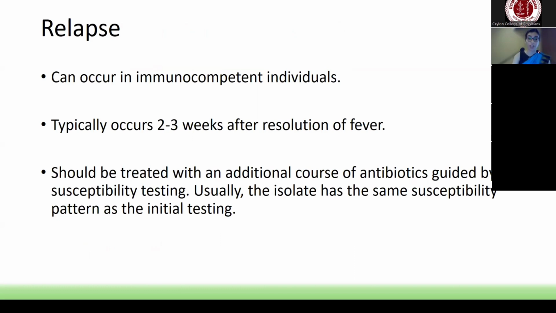A relapse can occur in immunocompetent individuals, typically 2 to 3 weeks after resolution of fever, and should be treated with an additional course of antibiotics guided by susceptibility testing. Usually, the isolate has the same susceptibility pattern as the initial testing.